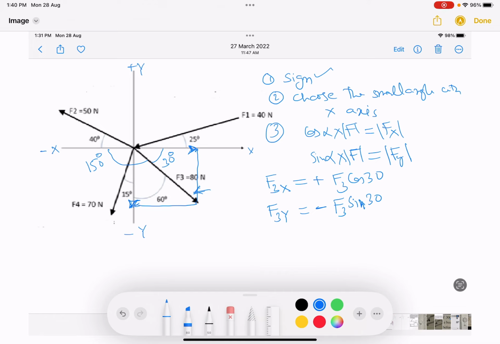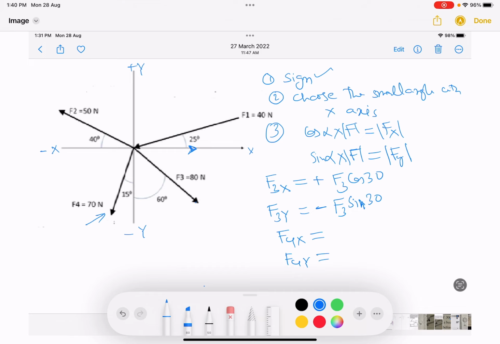Now consider force, let's say F4, right? F4 force. I'm considering this force. Before that, let me clear this all so that it becomes less clumsy. Okay. So we are now considering force F4. So let's say we want to find out F4x, right? Again, F4x first, and F4y.